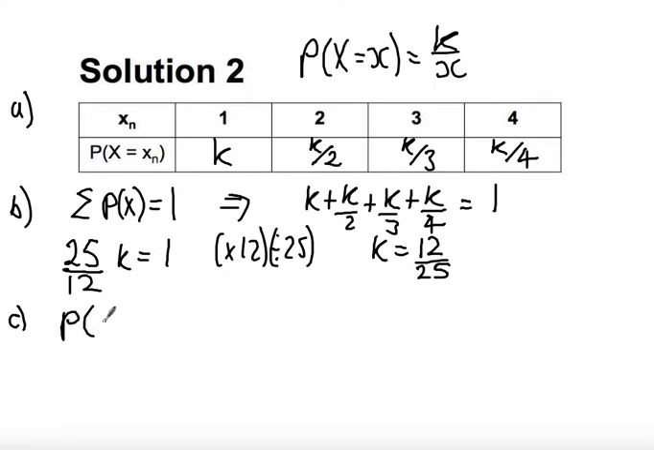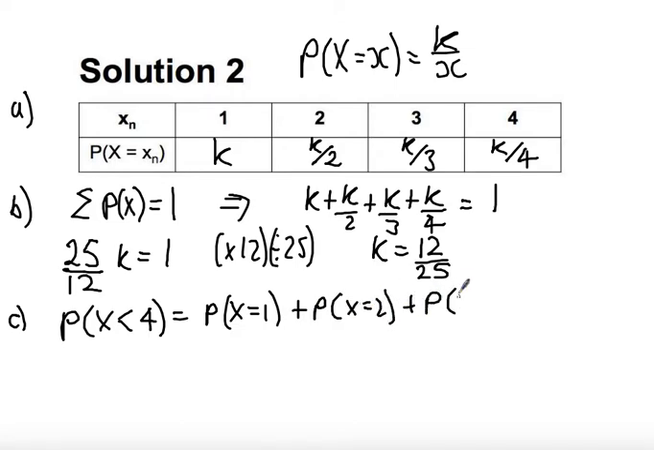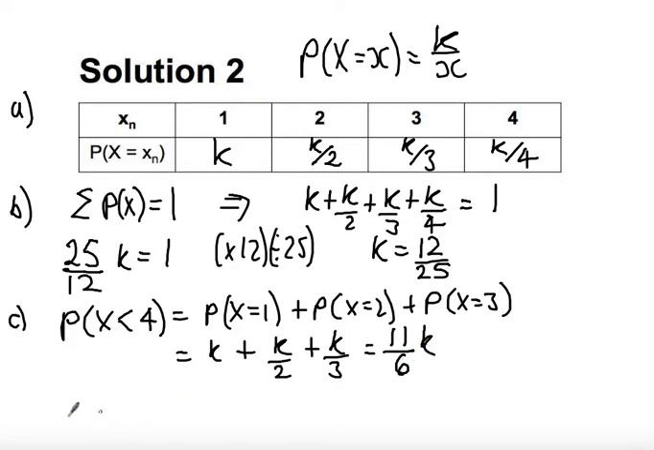Part C wants to find a probability that x is less than 4. So this is the probability of x equals 1 plus the probability x equals 2 plus the probability x equals 3. Remember, all of these events are mutually exclusive, so I just total up their probabilities. I can do this in terms of k, so I'm just going to leave it as this for the time being: k plus k over 2 plus k over 3. Now what this gives is 11 over 6 k.